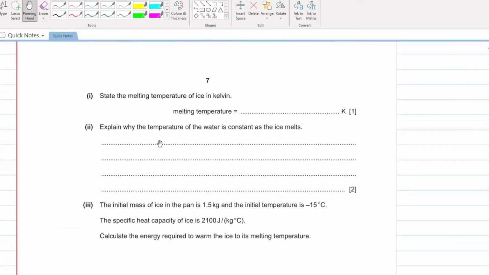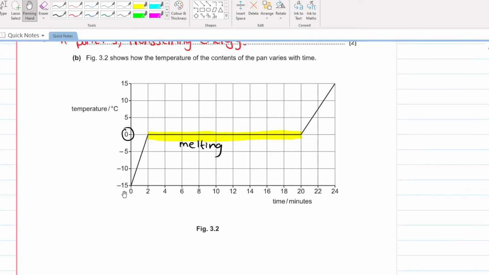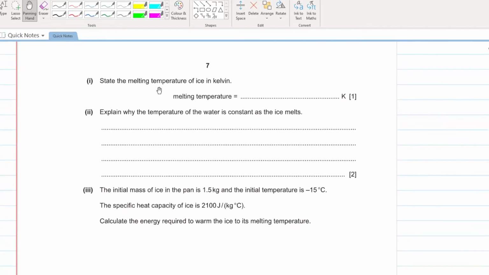State the melting temperature of ice in Kelvin. Wow, isn't it beautiful? Without seeing the question, the thing that you analyzed is being asked by the examiner. But here, don't get carried away. This temperature isn't 0 degree centigrade. You have to write the temperature in Kelvins.